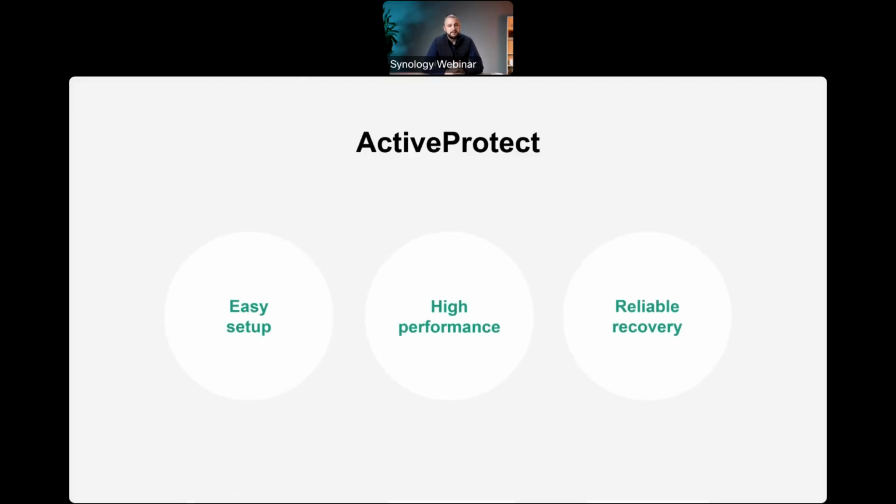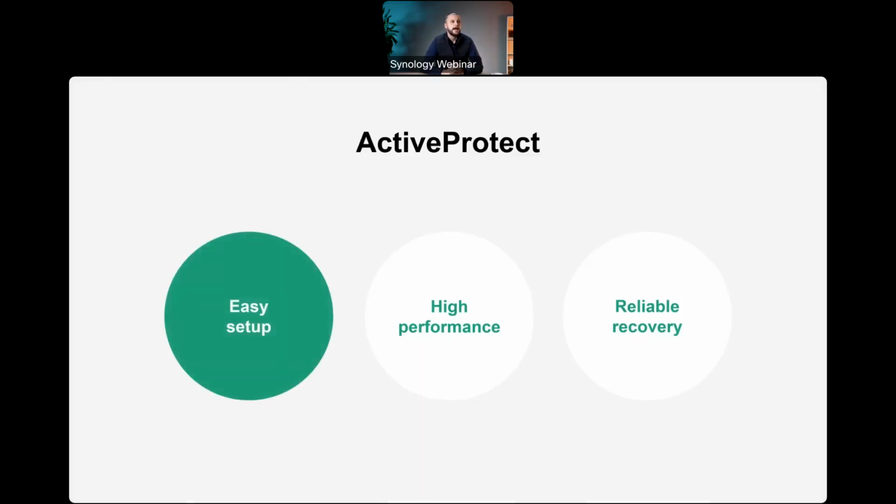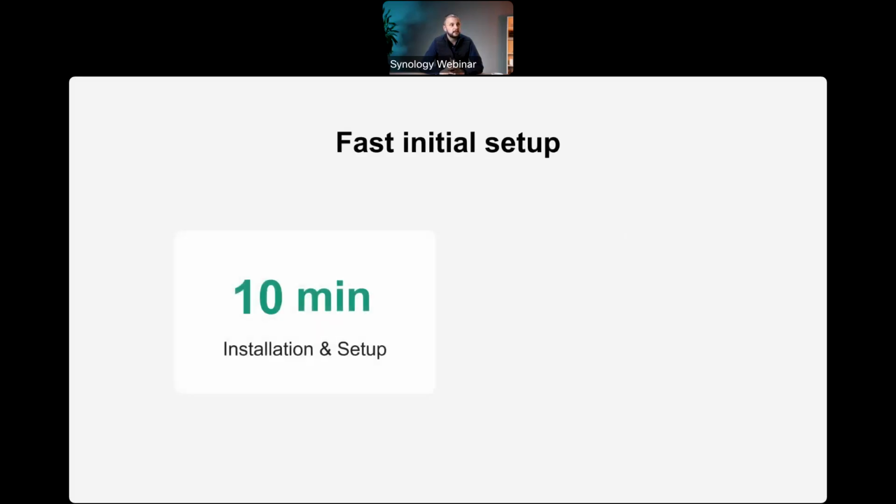Now, as I said, ActiveProtect comes with some unique selling features, and we have broken it down into these 3 categories. We believe that the unique selling features of all our new ActiveProtect devices are easy setup, high performance, and reliable recovery. When it comes to the DP in particular, the initial setup is what we guarantee: you will be able to run the first installation and setup within 10 minutes, and within 15 minutes you will be able to run your first backups.